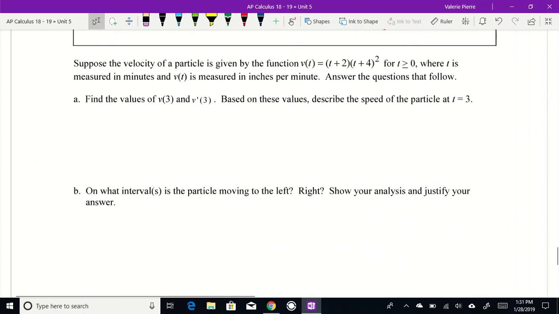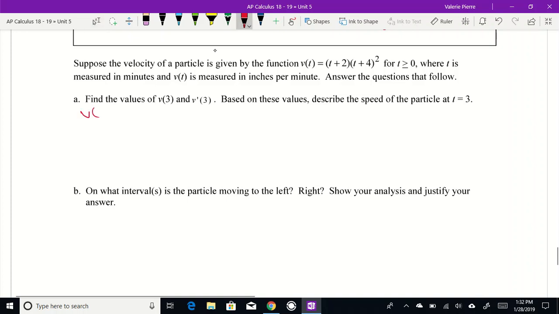So suppose the velocity of a particle is given by the function v of t equals the quantity t plus 2 times the quantity t plus 4 squared, for t being greater than or equal to 0, where t is measured in minutes and v of t is measured in inches per minute. Find the values of v of 3 and v prime of 3. Based on these values, describe the speed of the particle at time t.